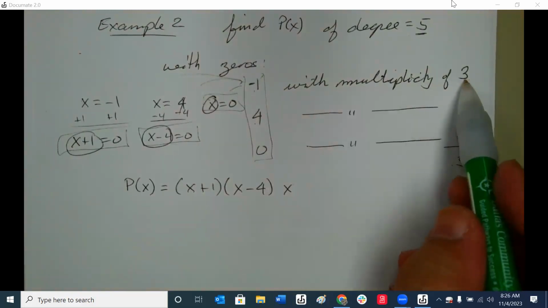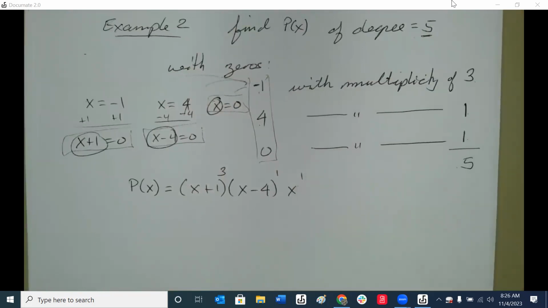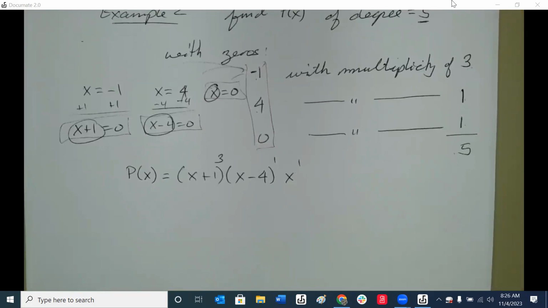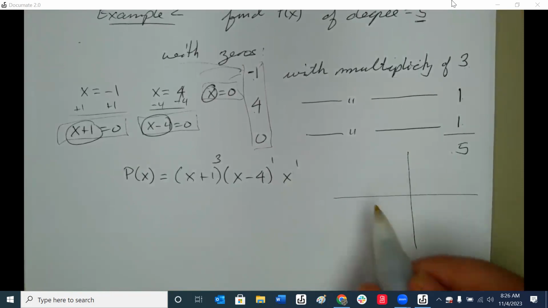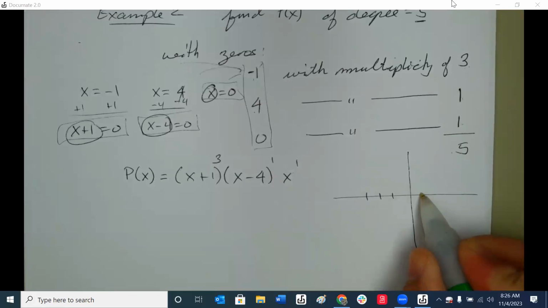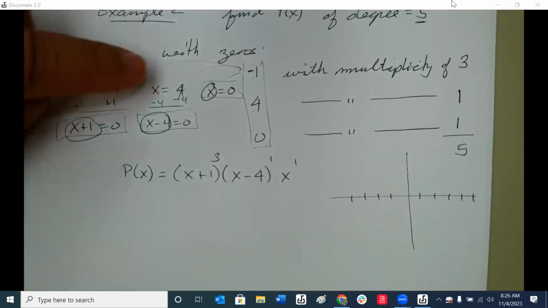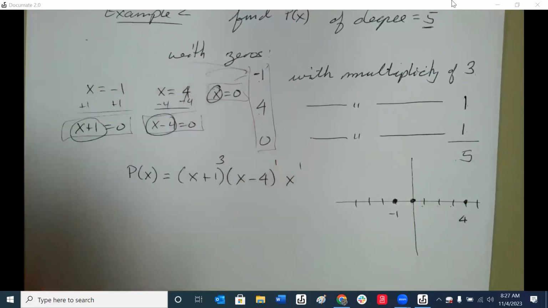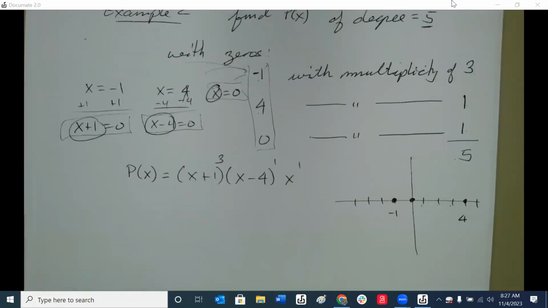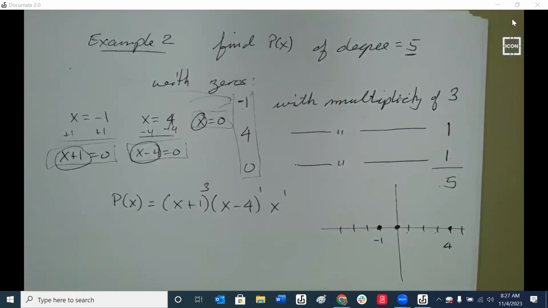So now we look at the multiplicities. -1, which is the first one, has a multiplicity 3. This one has 1, and this one has 1. So with that, we can look at a basic graph of this thing, because we have zeros at -1, at 4, and at 0. The degree is 5.